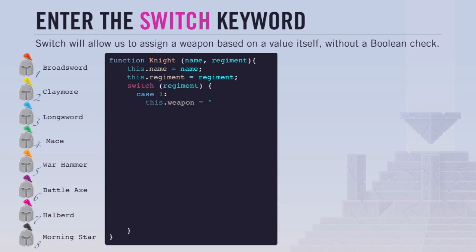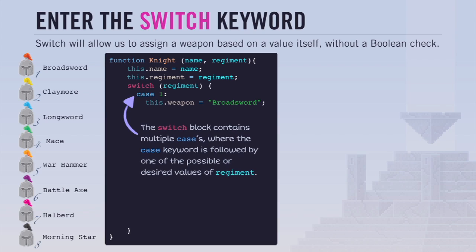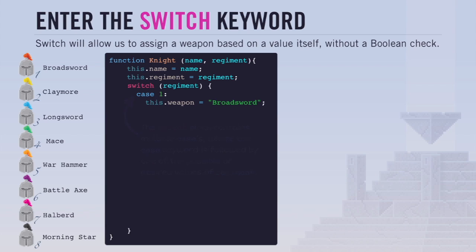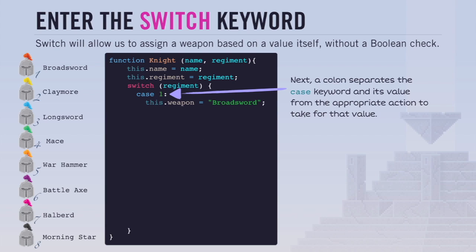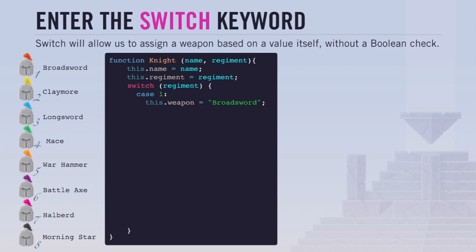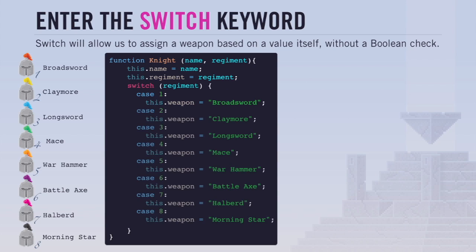Now the switch block is going to contain multiple cases, and each one of those cases is going to be followed by one of the possible or desired values of the switched upon value, in this case regiment. Following that value, you see a colon. That separates the case and its value from the action to take. We're going to go ahead and fill in every single case here for our knight constructor. You can see each weapon is associated with a different regiment value.